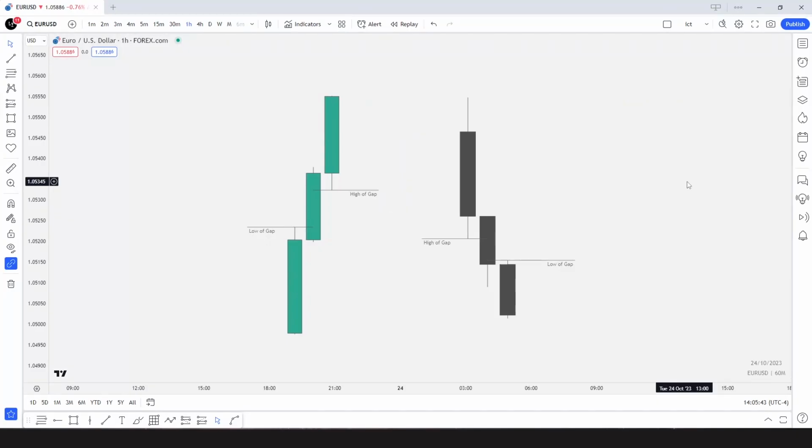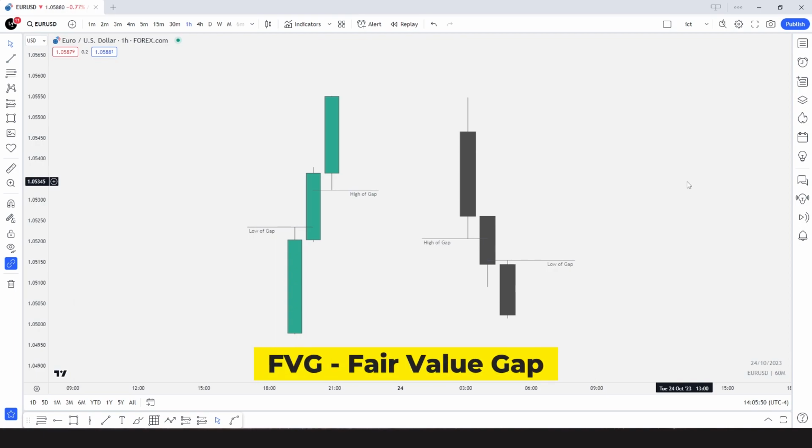What's up everyone, and welcome to today's new video, where in this one we're looking at fair value gaps, what they actually are, how we navigate them, and then how we use them for entries.